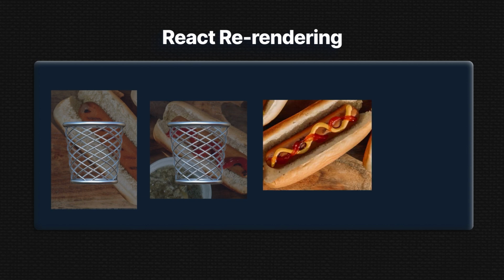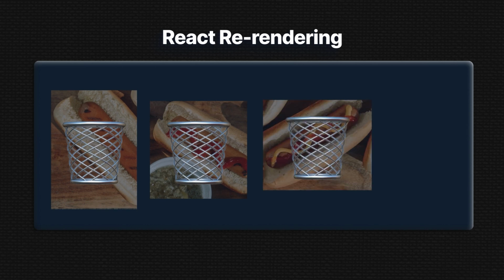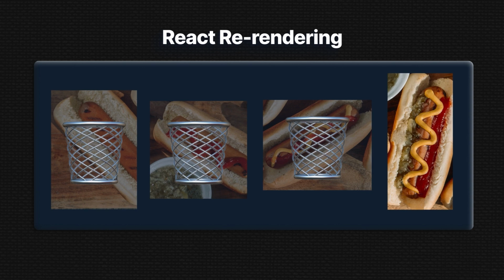Cool. But then you realize you want ketchup, mustard, and onions. So you tell the seller, and what they do is they grab the old hot dog with ketchup and mustard and throw it in the bin and give you a brand new one with ketchup, mustard, and onions. Now, you have to admit, that's a really odd way of doing things. Why not just add ketchup, mustard, and onions to the hot dog you already have? This is how React works. Each time a component updates, it throws away the old component and creates a new one with the new update.